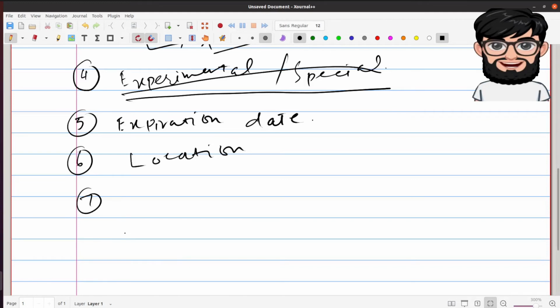Okay, so what are the conditions for an aircraft to be considered airworthy? So there are two conditions. One is that it conform to its type design, right?